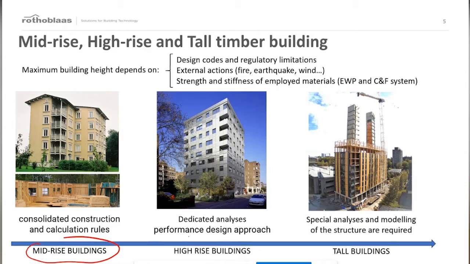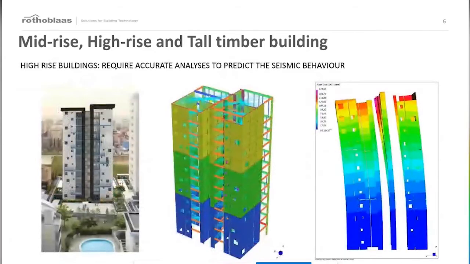On the contrary, when we design high-rise buildings, we have to use special analysis and special design approaches. For tall buildings, special investigation, special design criteria, special structural details, and special solutions are also necessary. In this picture, as an example, I've reported some structural analysis on a 12-story CLT building that is characterized by high lateral deformability under seismic actions. In this case, numerical analysis is necessary to define the lateral deformability of the system and the base action of the shear wall.